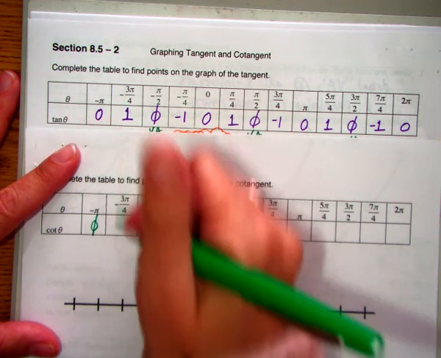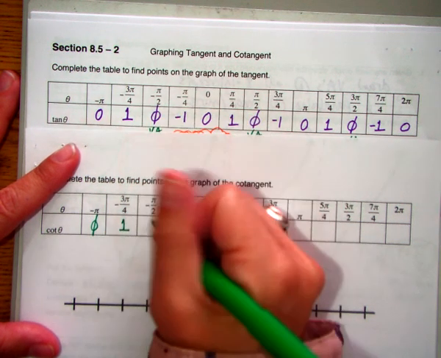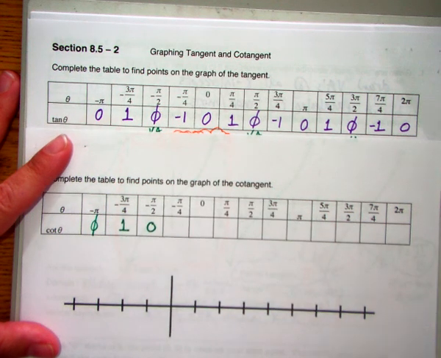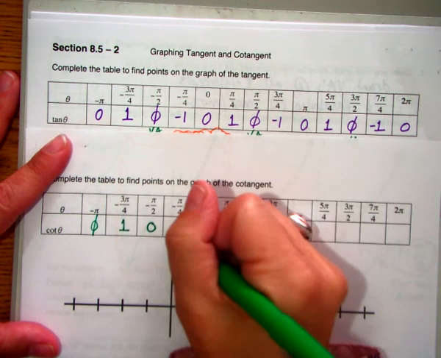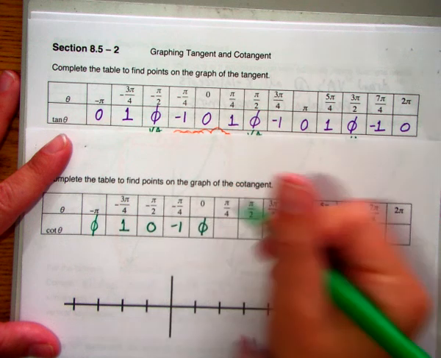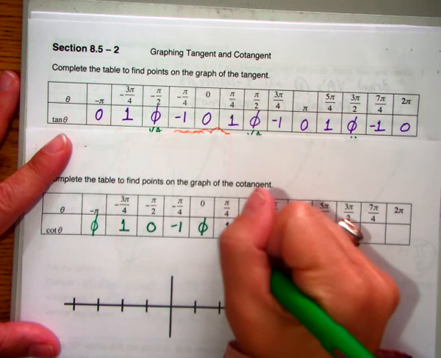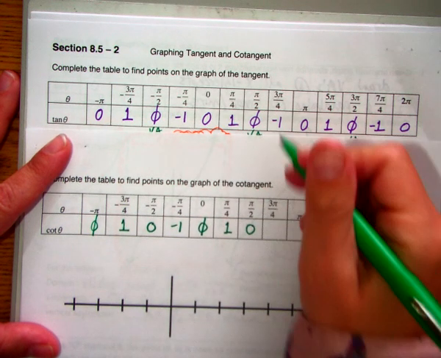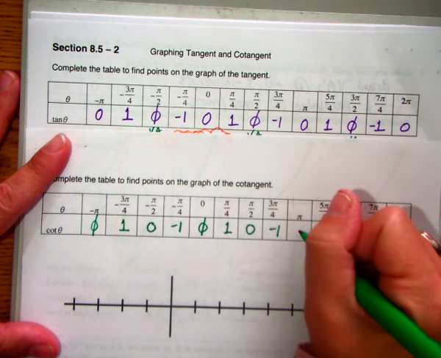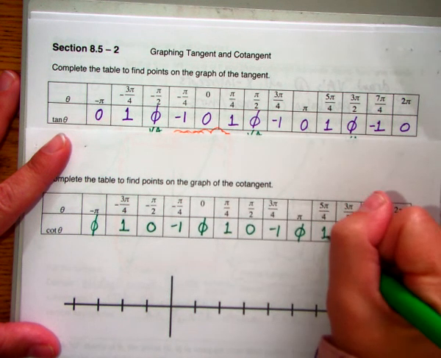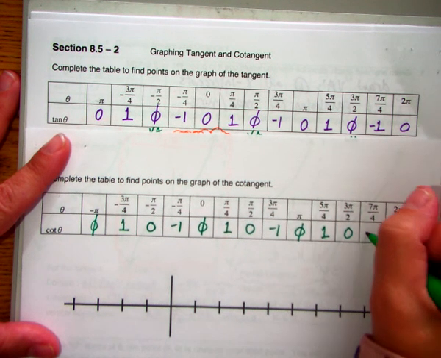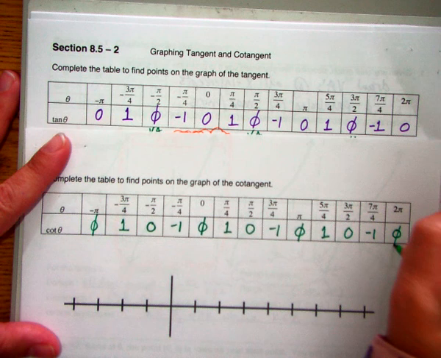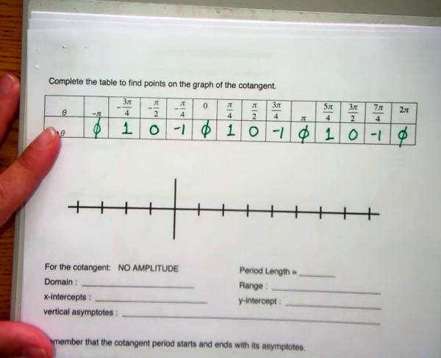Reciprocal of 1 would still be 1. Reciprocal of undefined would be 0, right? Because that was 0 in the denominator. Now 0 is on the top. Okay? Negative 1 is just negative 1. 0 again is undefined. 1 is 1. This is 0. Negative 1. Undefined. 1. 0. Negative 1. Undefined. All right, so let's graph them now.